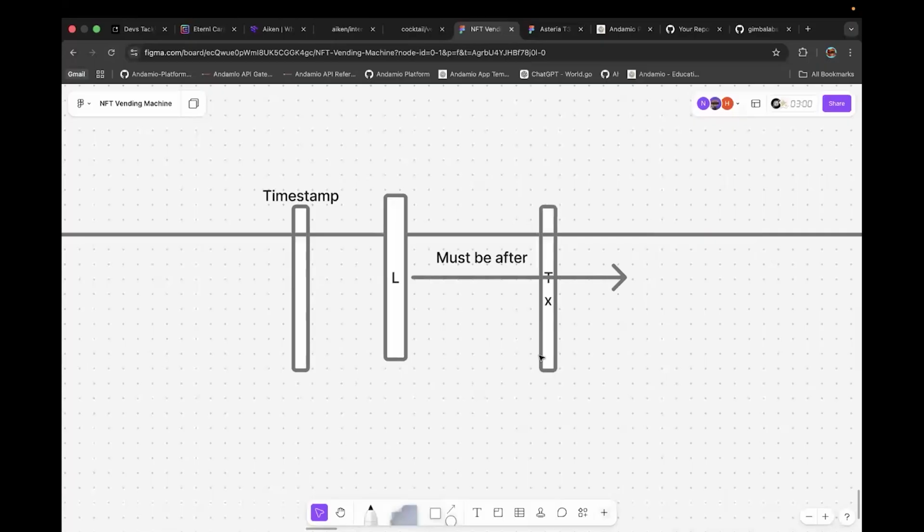But we don't care about the conditions currently, right? Because those conditions we'll figure out. But how do we know that this timestamp has passed or not passed? And in both cases, the transaction has to be valid. Yes.